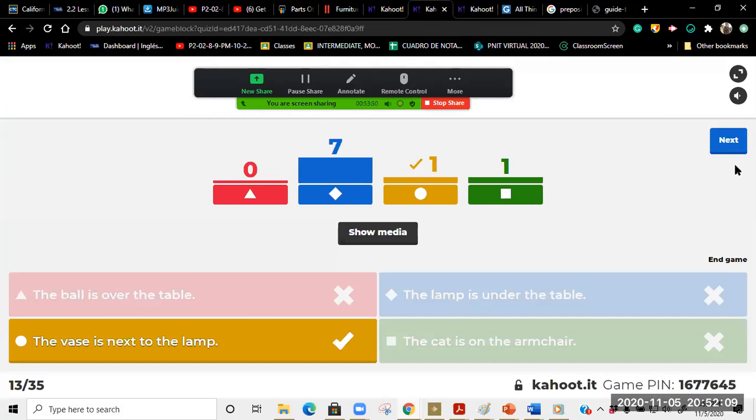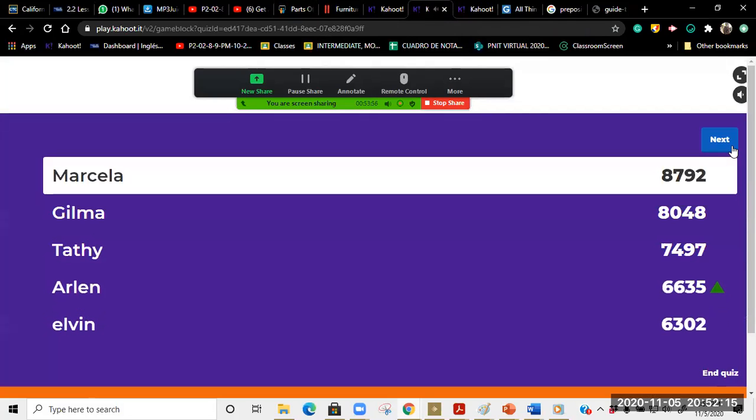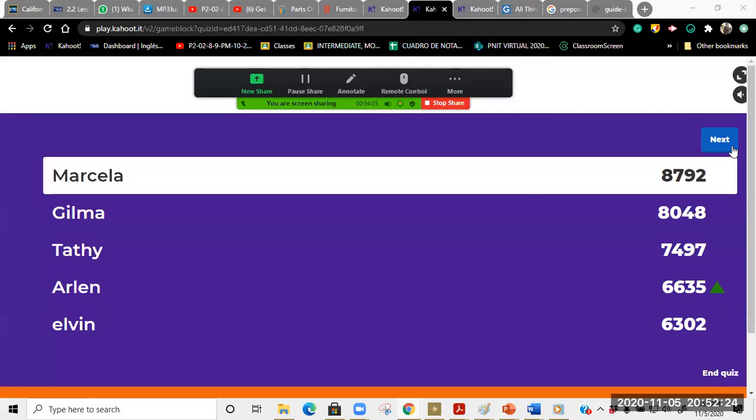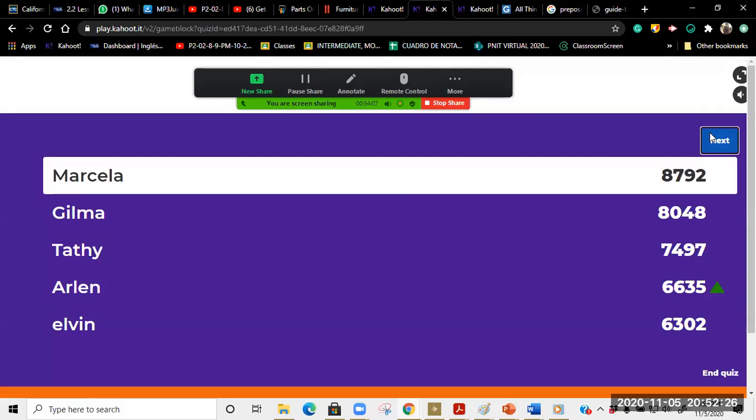Next to, in front of. Okay. To talk about places. My bedroom is next to the kitchen, for example, or in front of the kitchen. Or the living room is next to the kitchen. Okay?